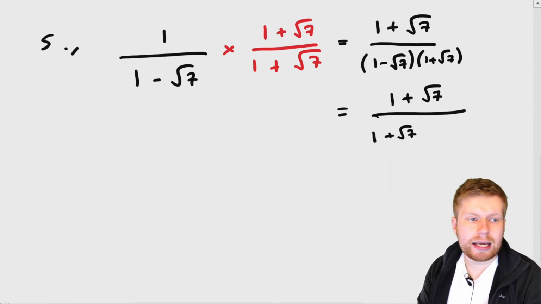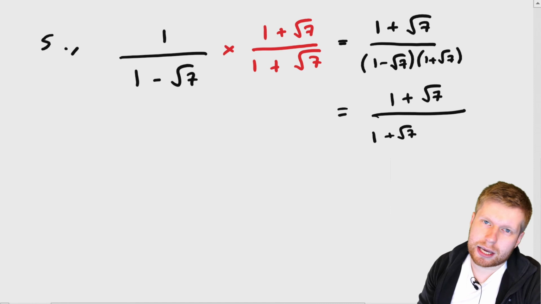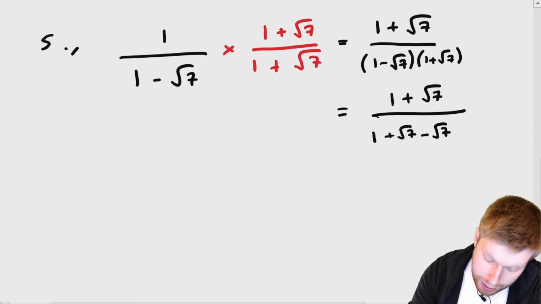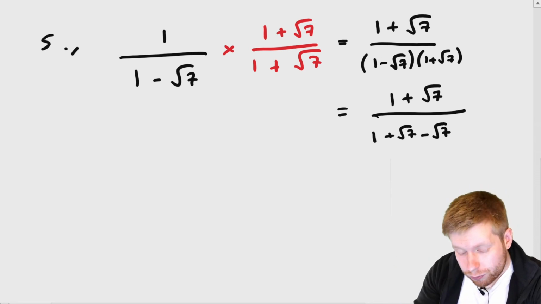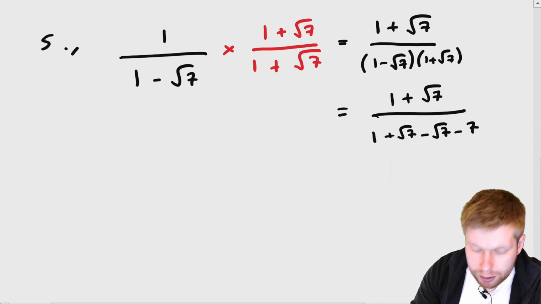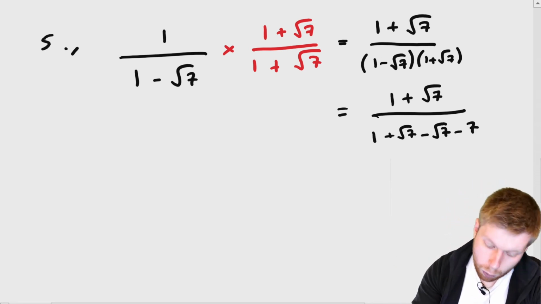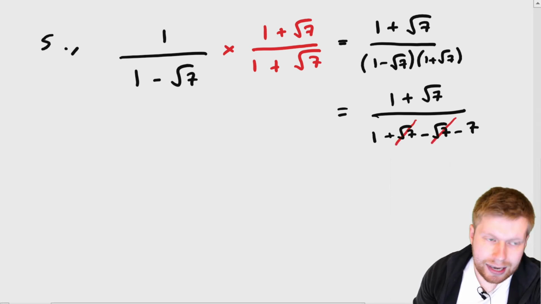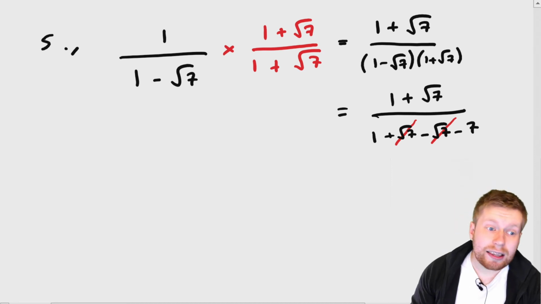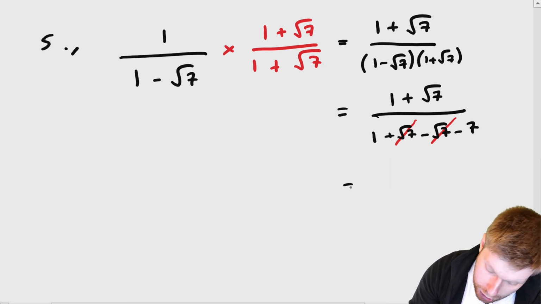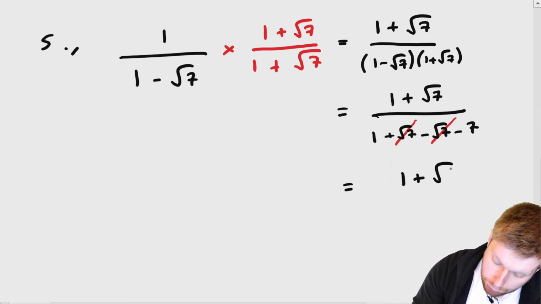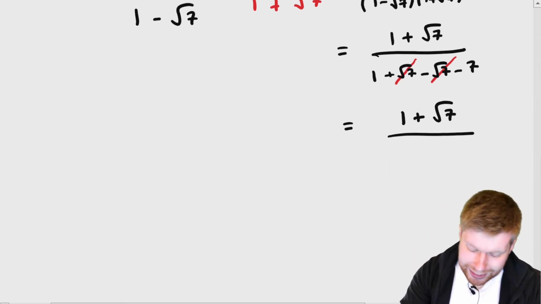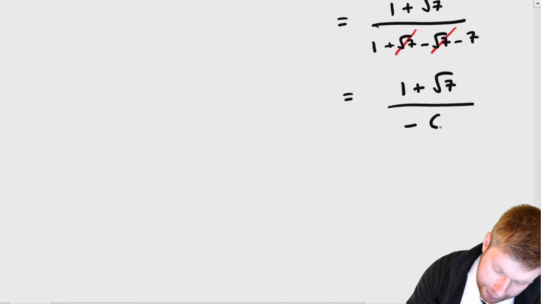Now let's move on to the negative root 7 and multiply with everything in the second bracket. So negative root 7 times 1 is negative root 7. And negative root 7 times positive root 7, well, that'd be negative 7. Okay, now watch what happens. Do you see that I've got positive root 7 and negative root 7 there? They cancel, okay? Which means that I will just be left with 1 plus root 7 on the numerator. Now on the denominator, I end up with 1 minus 7, which will be negative 6.